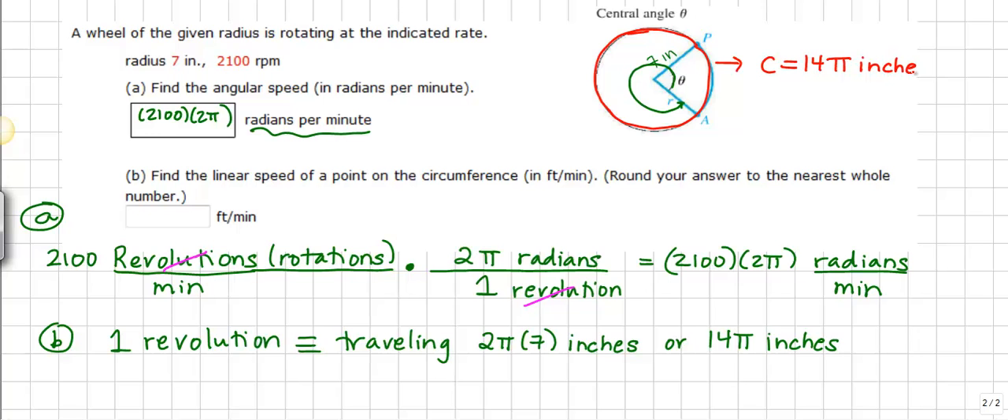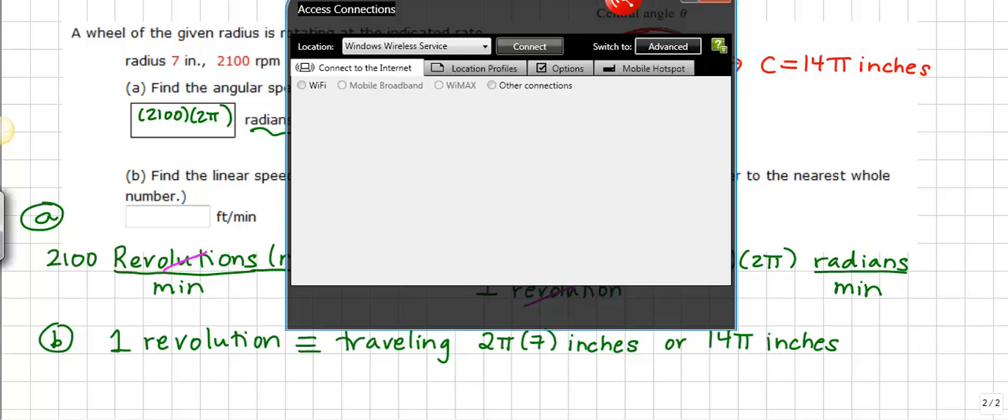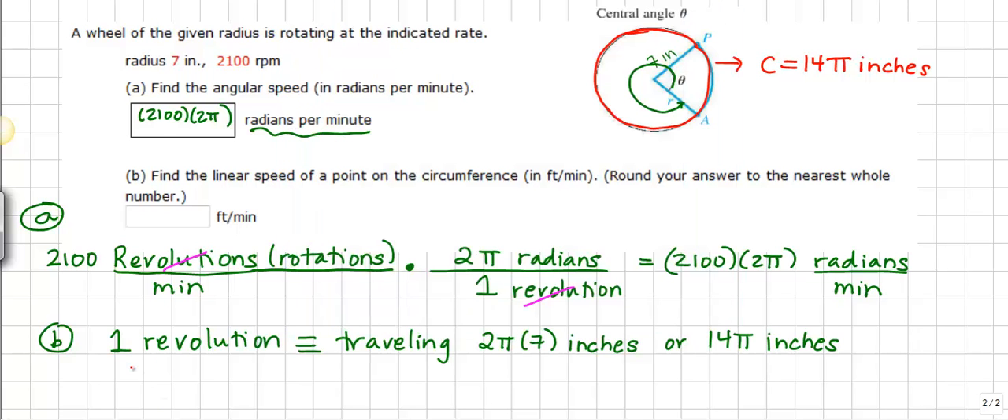All right, now bear with me here. We want linear speed, but see, we know that the rotations were being made in revolutions per minute, so we know that the time is in minutes. Okay, now let's go back to what we said a minute ago. Oh, no pun intended. 2100 revolutions per minute means that if I make one revolution, I travel 14 pi inches. Okay, now my units are down to inches per minute, which is fine.